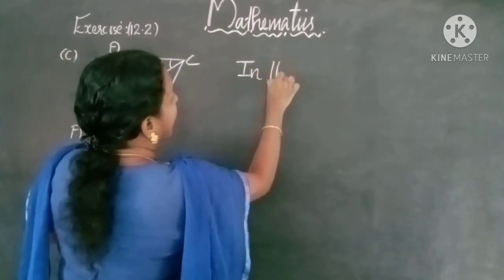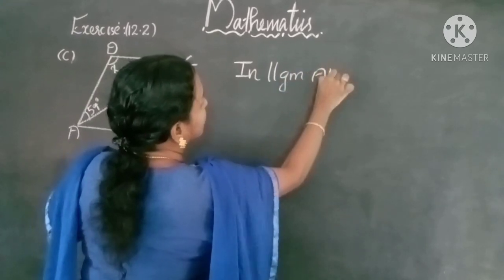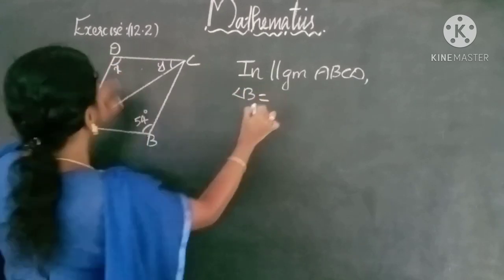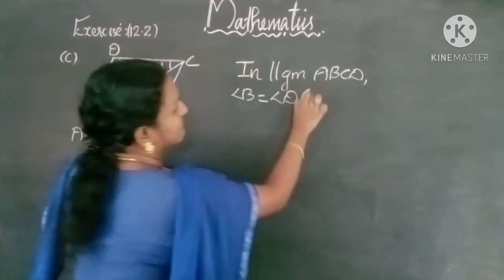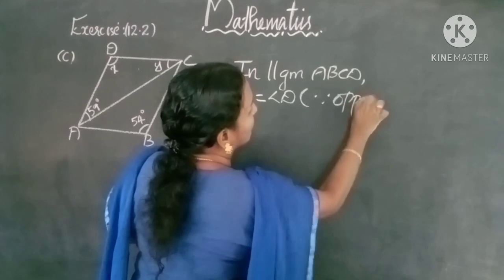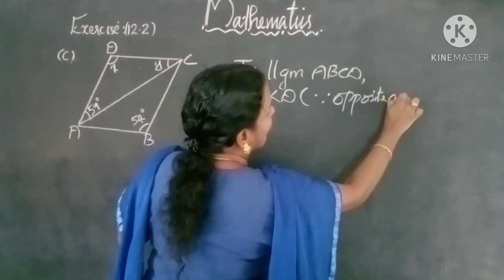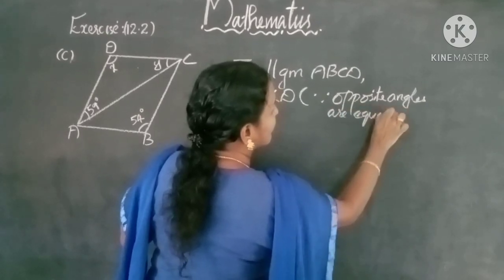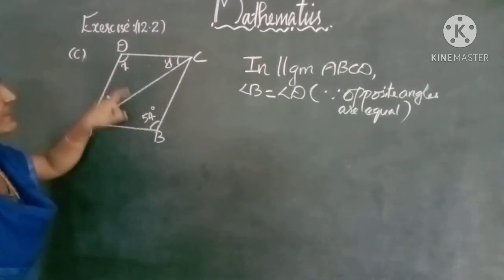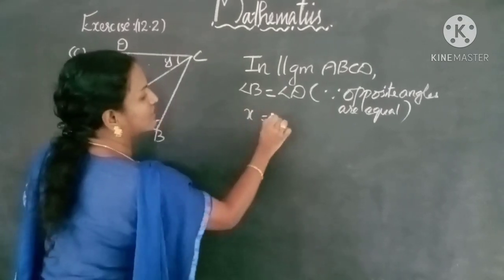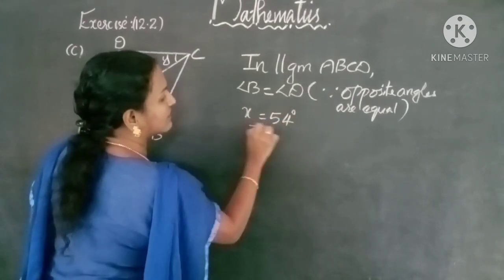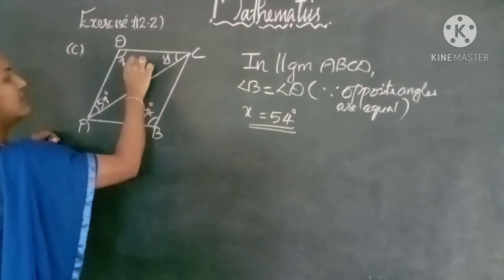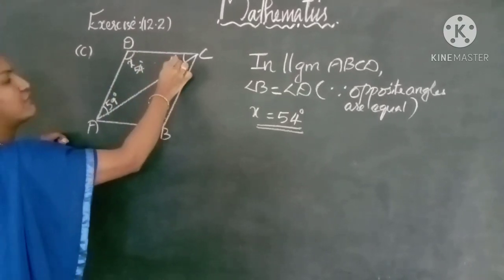In parallelogram ABCD, angle B and angle D are the same. Reason: since opposite angles are equal. So 54 and x are equal. So x is equal to 54 degrees. Next, we have to find out the value of y.